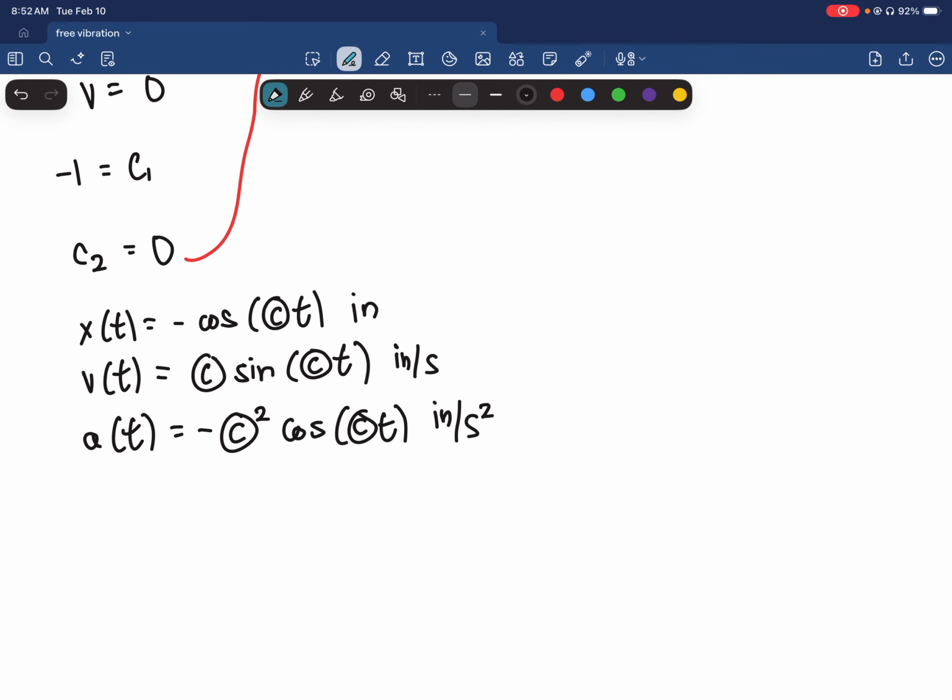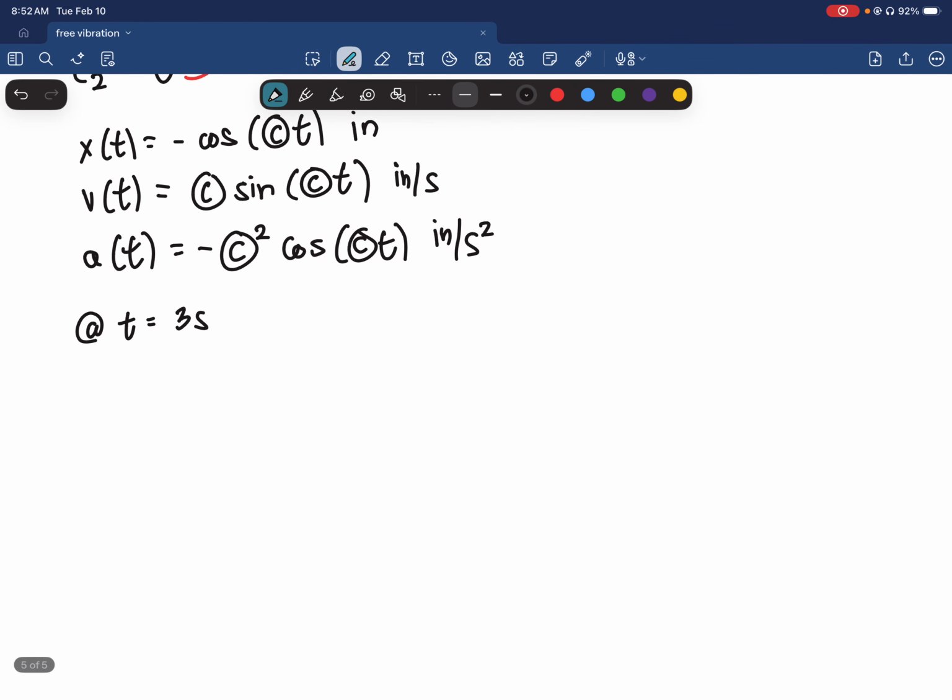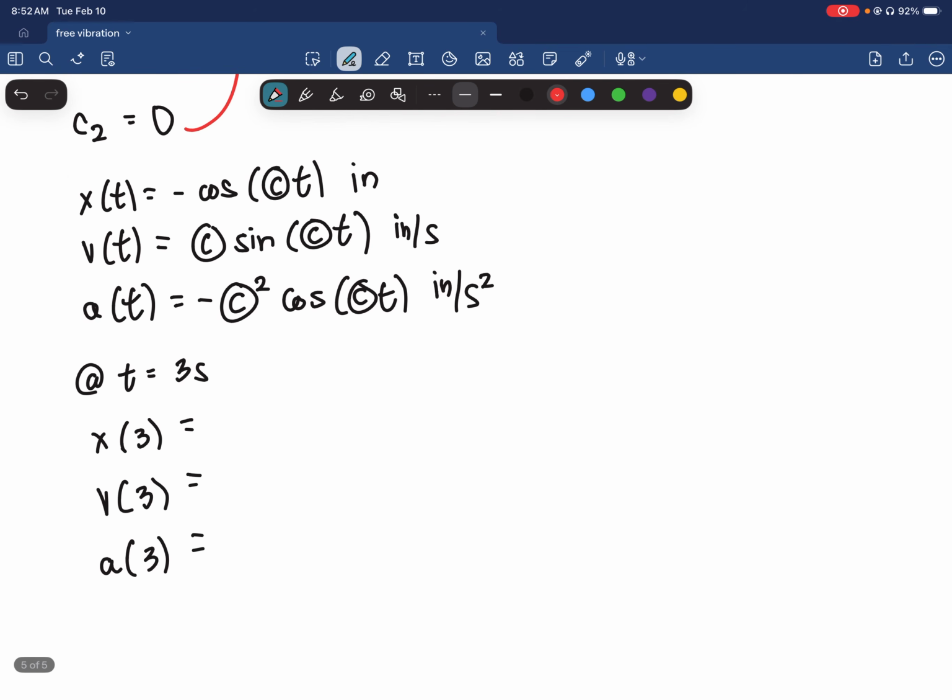And at time equal to 3 seconds, we have x of 3, the position, then the velocity, and then the acceleration. So, just plug in the value of t, since we already have all of these. So, we get a displacement of around 0.5183 inches. It's going up.